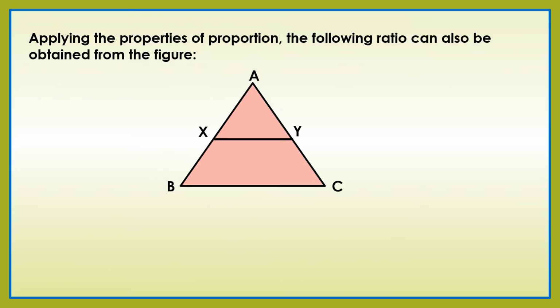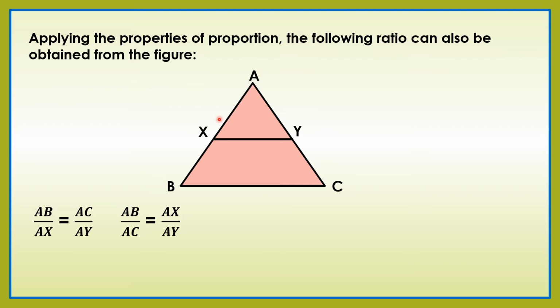Let us now apply the properties of proportion. The following ratios can also be obtained from the figure. Let us use again triangle ABC, and segment XY is the line parallel to segment BC. So what we will get now is the proportional segments. Always remember, for proportional segments, whatever we took on one side, we should do the same on the other side. These are the corresponding sides. So, let's have here AB over AX. If AB over AX here, then definitely on the other side it is AC over AY.